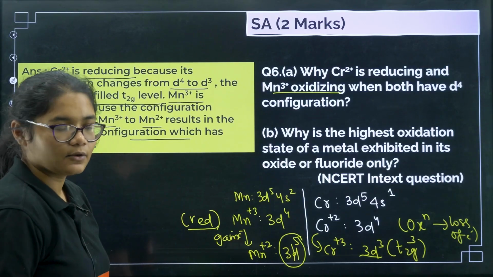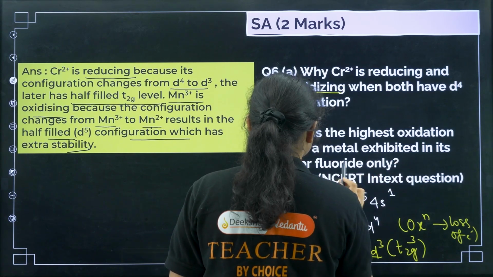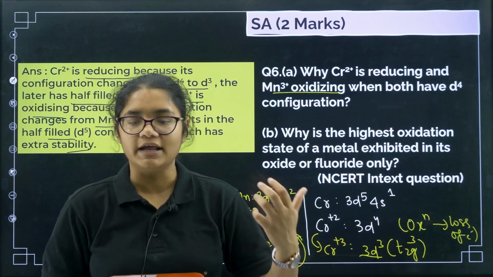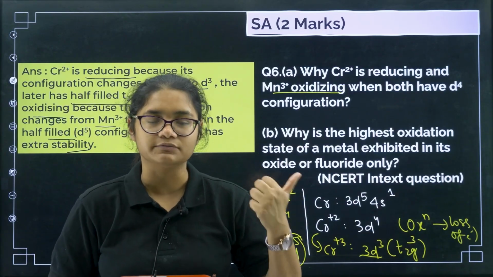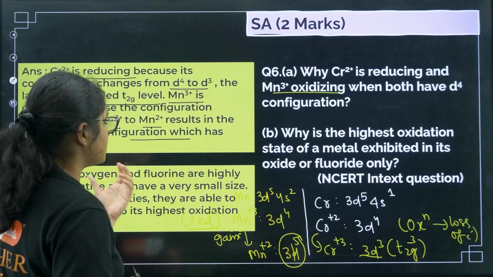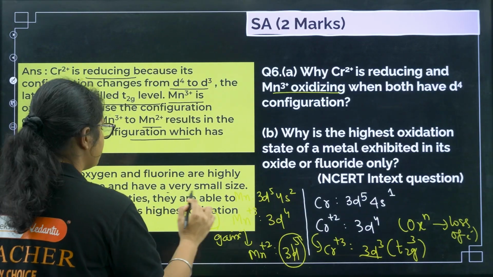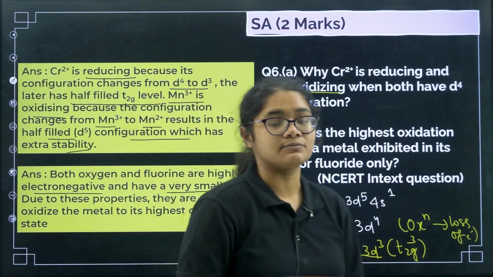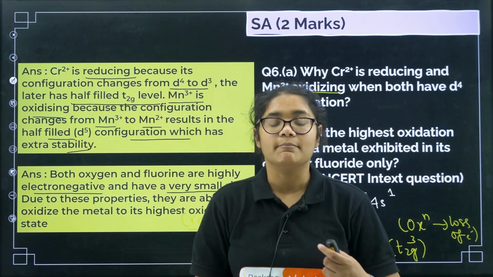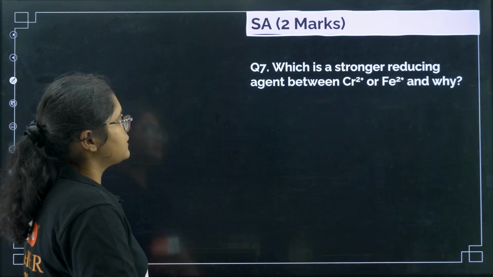Okay. Next, why is the highest oxidation state of a metal exhibited in its oxides or fluorides only? So this is also a very important question. Generally, the transition elements have their highest oxidation states with fluorides or oxides. Now the reason for this is both oxygen and fluorine are highly electronegative and have very small size. Those are the two reasons. Due to these properties, they are able to oxidize the metals to their higher oxidation state.